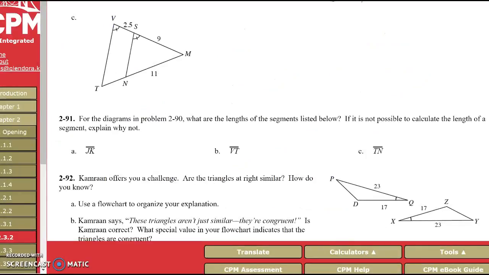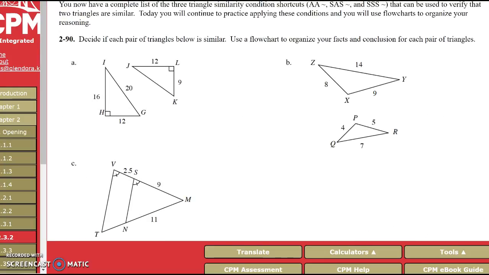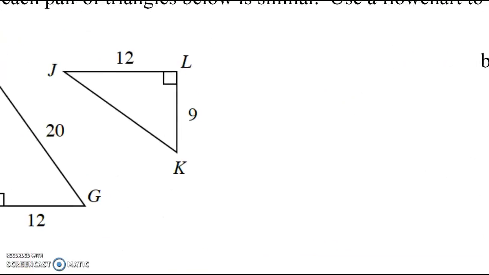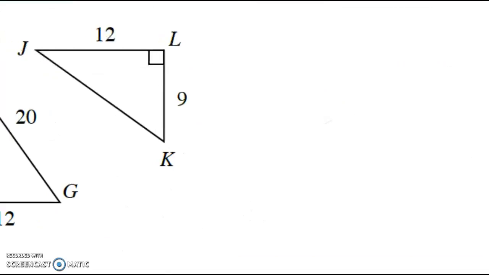Skip a line and then go ahead and write number 91 here. It says, for the diagrams in problems 290, what are the lengths of the segments listed below? If it is not possible to calculate the length of the segment, explain why not. So let's go find JK. That looks like it's right there. So can we find the length of JK?